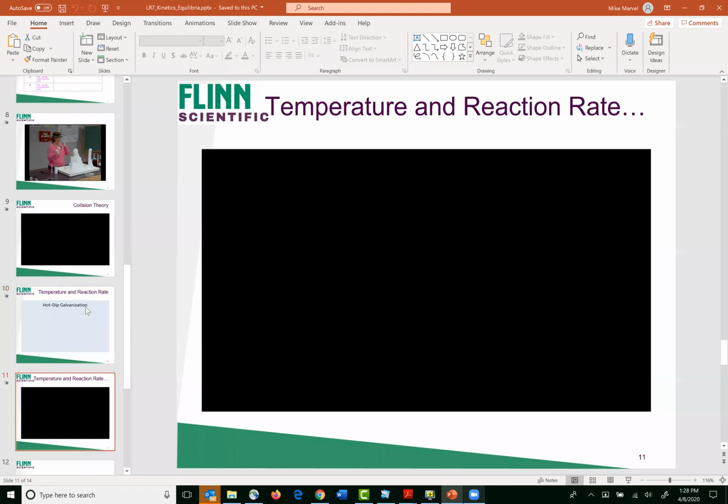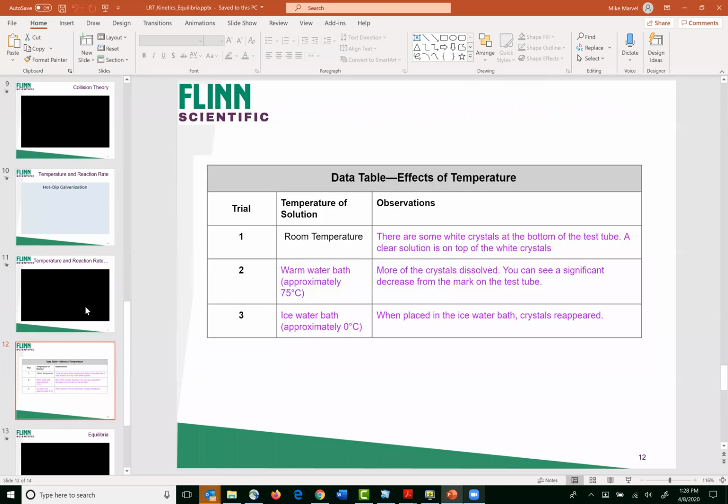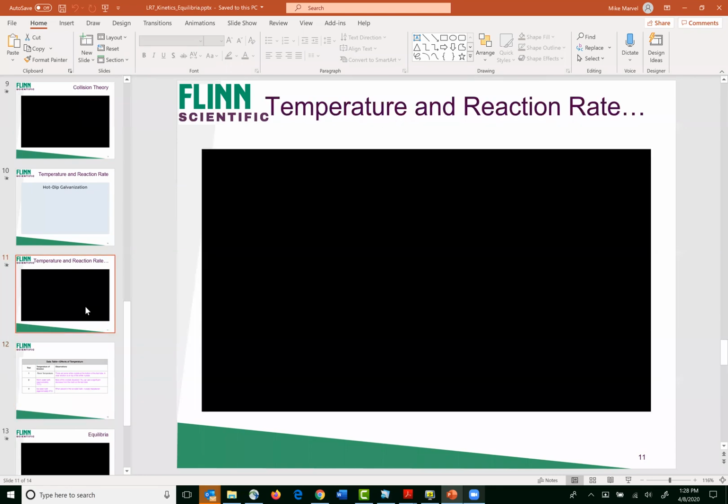Now, another part of this experiment had to do with temperature and reaction rate, and we were looking at the dissolution of a salt in water. I want to show you a video that gave us our data for this next part of the experiment on how temperature affects reaction rate. And you already know, but here's another macroscopic example.